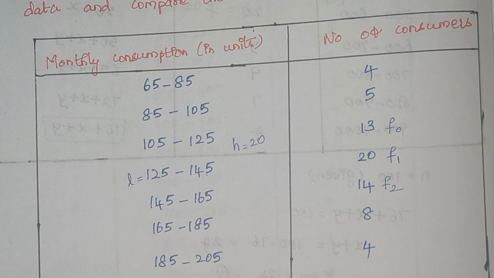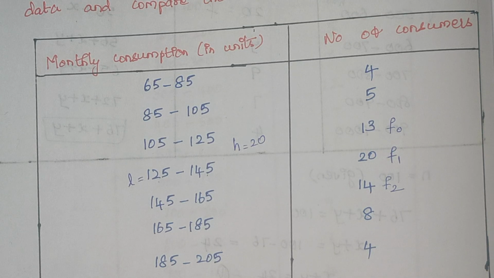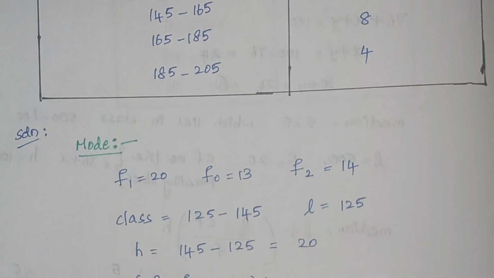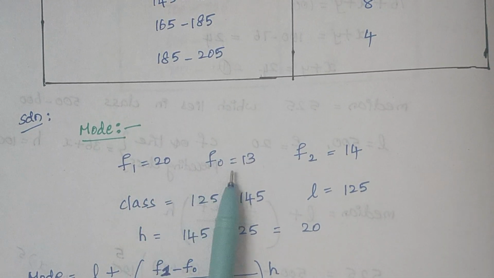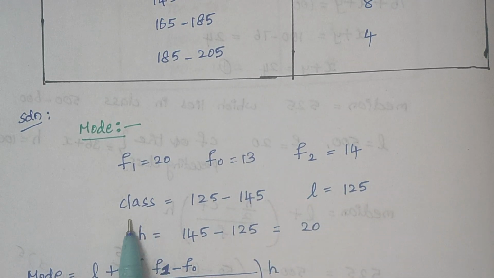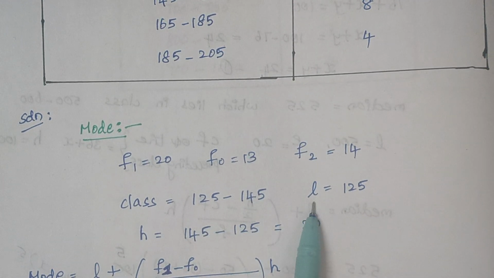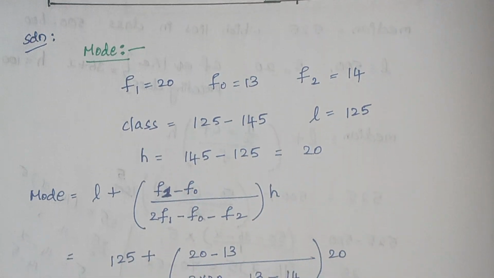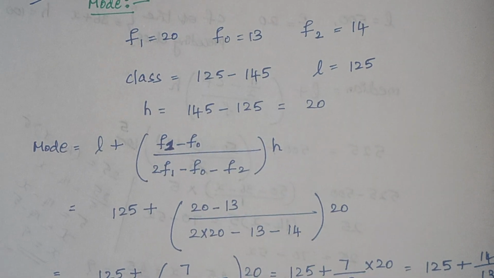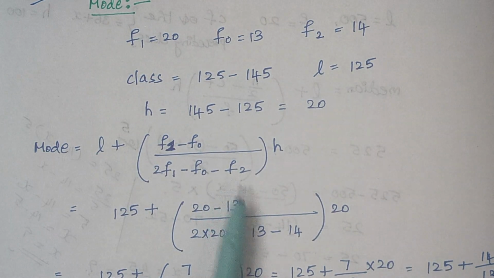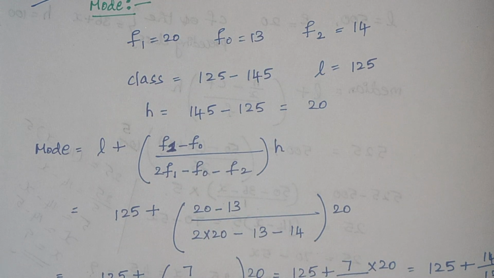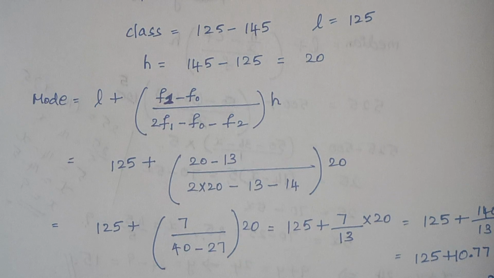So we have calculated all the values, right? So we can directly substitute them in the formula. Just list down all the things we have calculated in the table. You have to write F1, F0, F2 and the respective class, and what is the value of L and finally what is H. So here we are going to substitute the values. L is 125 and F1 is 20 and F0 is 13 and F2 is 14 and the value of H is 20. So here we are going to just substitute and solve.